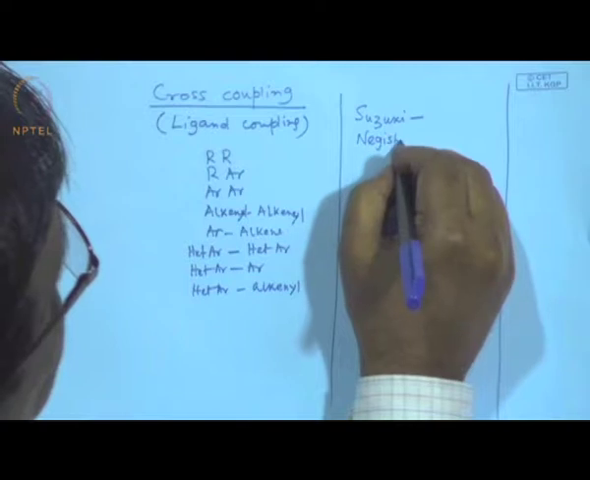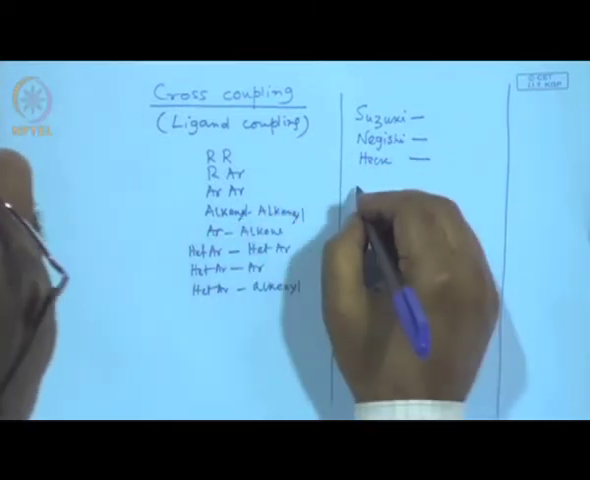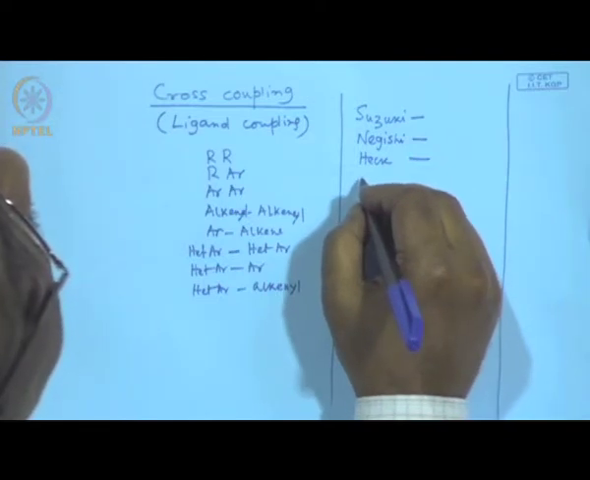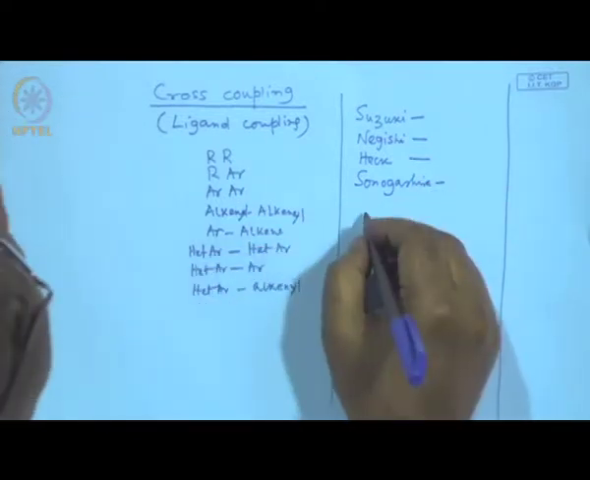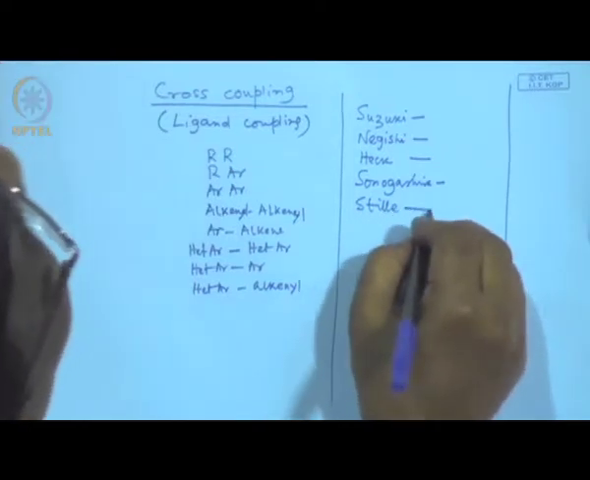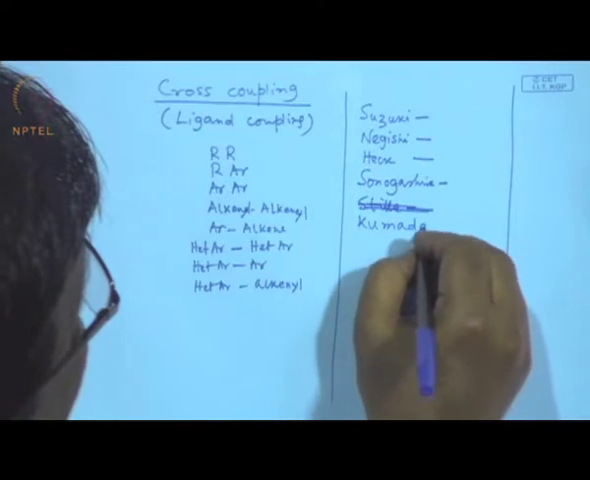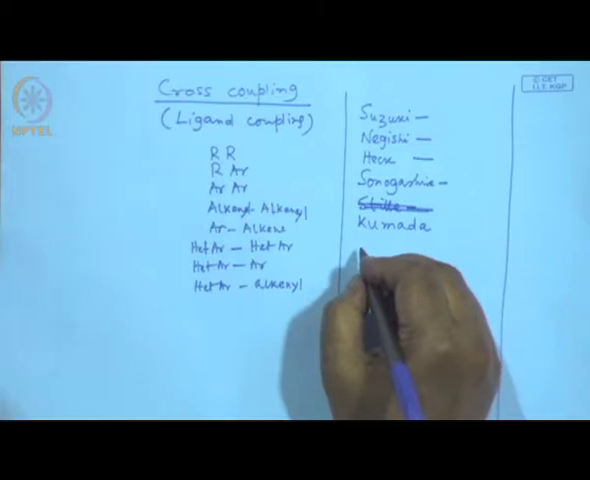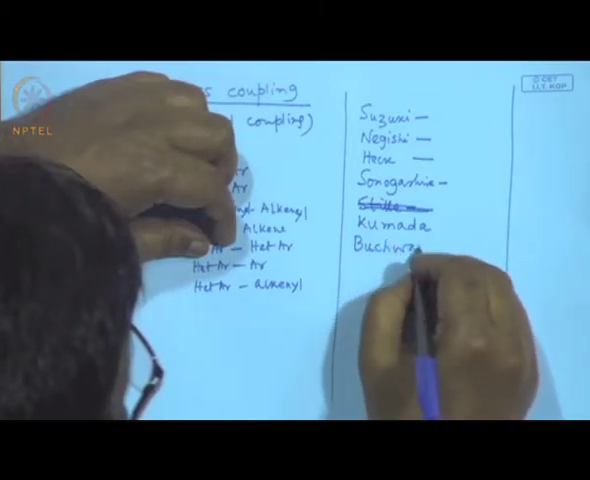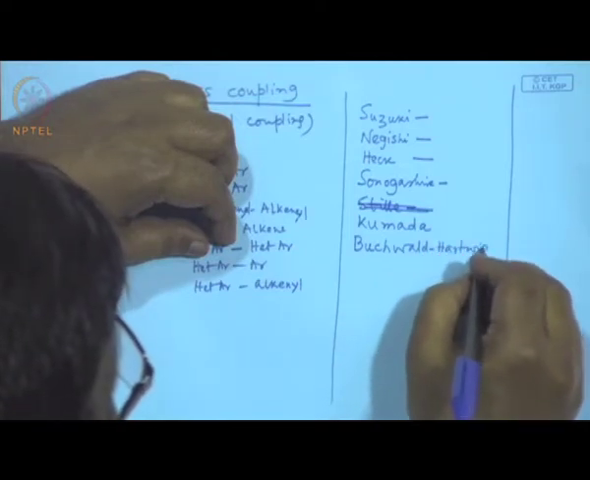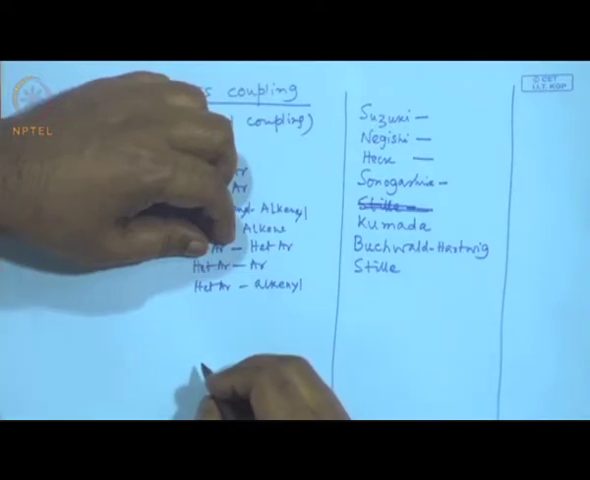I would say Negishi. Next. Okay. Heck. Next. Okay, I'll take Sonogashira. How is that? Sonogashira. Okay, Stille. I would take Stille a little later, maybe Kumada. No, at least in this class I will take something else. Buchwald, Hartwig. Then I will take Stille. Anything else? Okay.